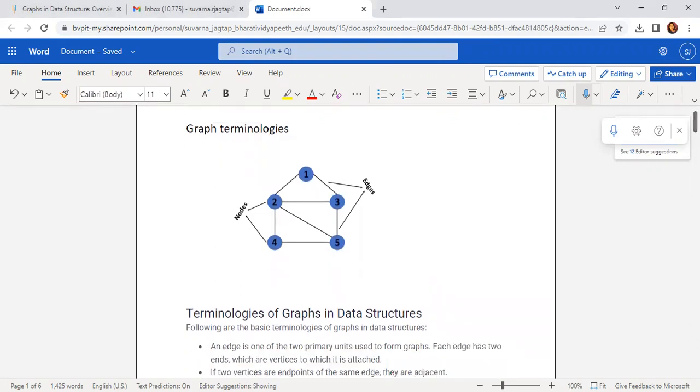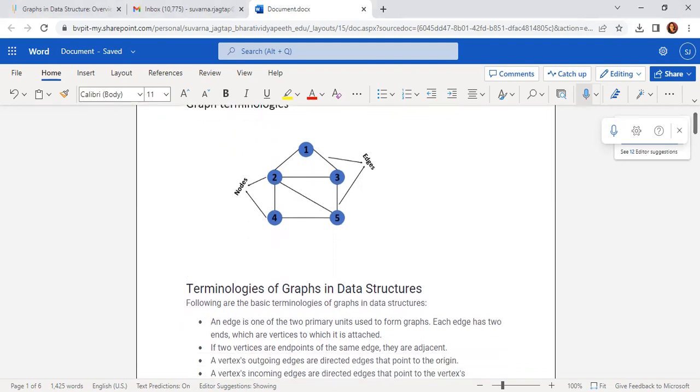The very first thing you should know is that an edge is one of the two primary units used to form graphs, where each edge has two ends where the vertices are connected to it. Or we can say that an edge is incident on two vertices. As you can see in the picture, there are a total of 5 nodes, and all these 5 nodes are connected to each other via a number of edges.